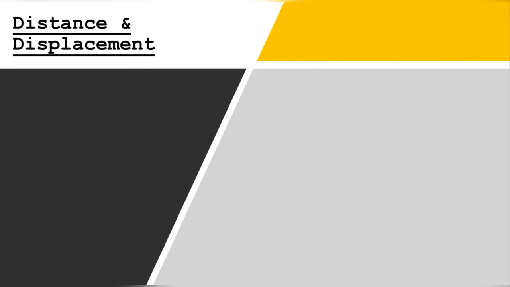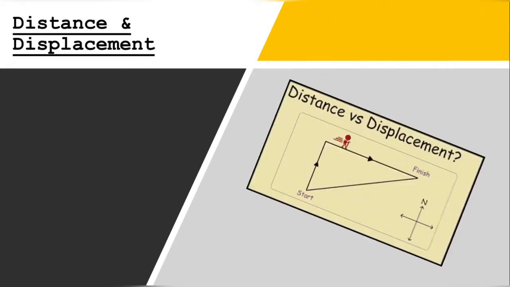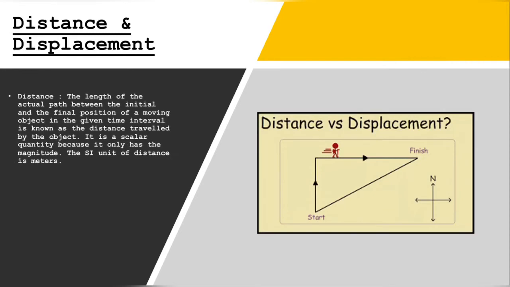Now, let's move on to distance and displacement. Distance: the length of the actual path between the initial and final position of a moving object in a given time interval is known as the distance traveled by the object. For example, if you are moving from point A to point B, the distance covered will be, say, 5 kilometers. So that will be the distance traveled by you.